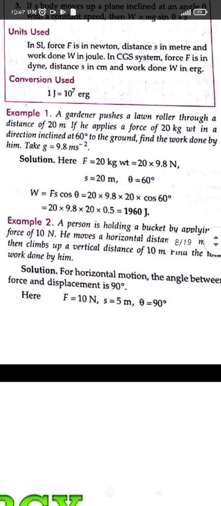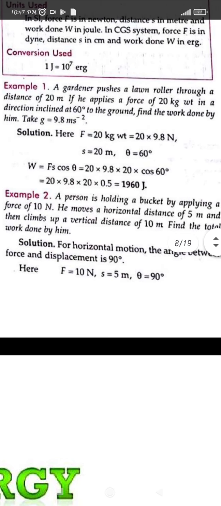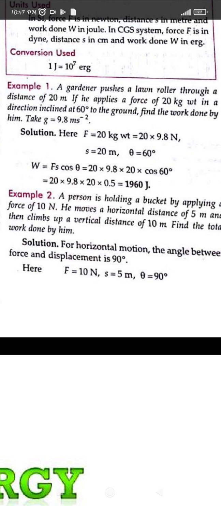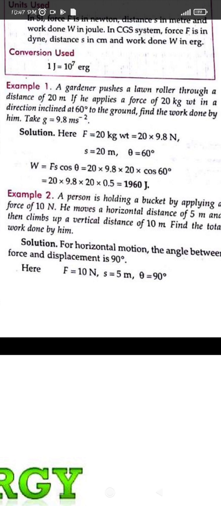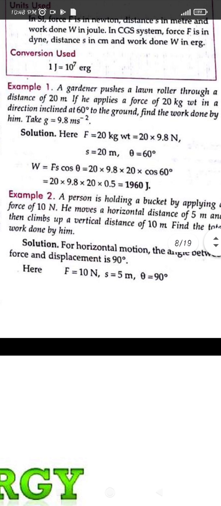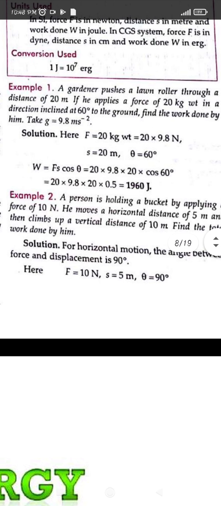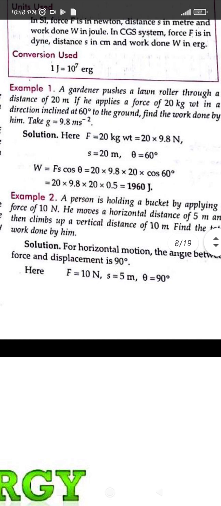So this is an example: a gardener pushes a lawn roller through a distance of 20 meters. If he applies a force of 20 kg in a direction inclined at 60 degrees to the ground, find the work done by him. Take gravity as 9.8 meter per second square. So force is taken as 20 kg weight. Weight is a force, that is m into g, where m is mass and g is gravitational acceleration. So g is taken as 9.8.